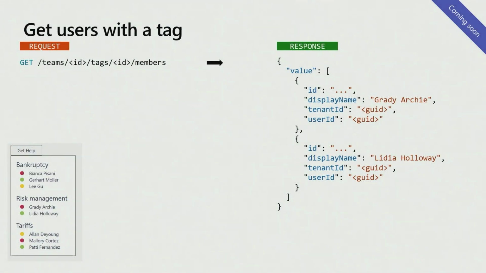Let's talk about how we built this. The first step for building this user experience was to figure out which users had which expertise. And so we used the upcoming tags APIs to figure that out. With the tags APIs, you can figure out which members in an organization have a given tag, such as bankruptcy or risk management. And so for each of those tags, you say GET teams/id/tags/id/members, and you get back a list of those people with that tag.